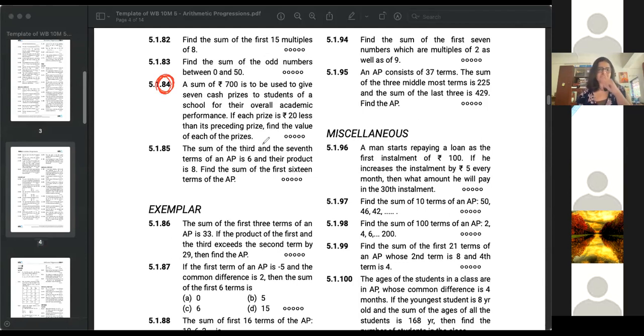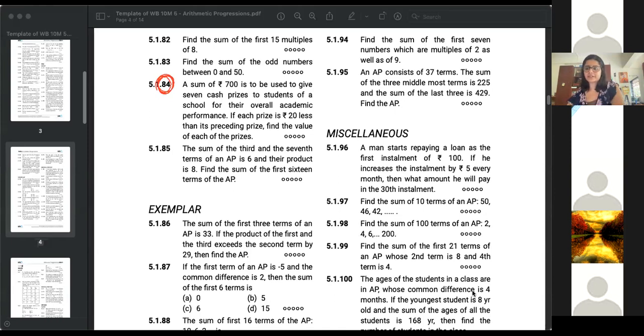Ritvik, 83 ka sahi hai. Okay, everybody look at 84. So this will take some time. Read the question, see if you're able to figure out at least a starting point of how to solve it. Even after a minute and a half, if you're not able to figure it out at all, we'll do it together. Otherwise, you can start solving. So I'll also figure it out with you guys.